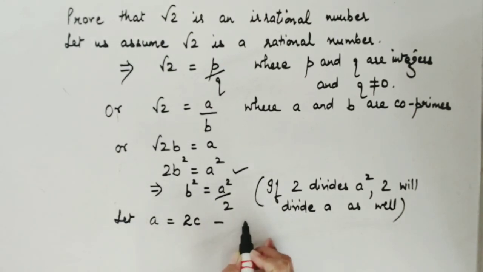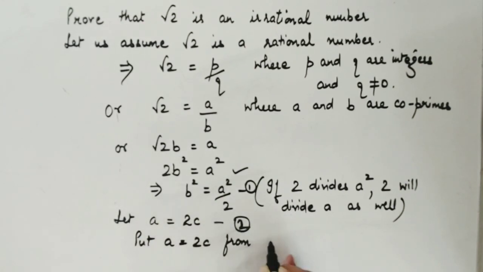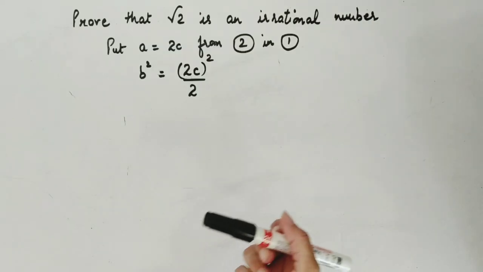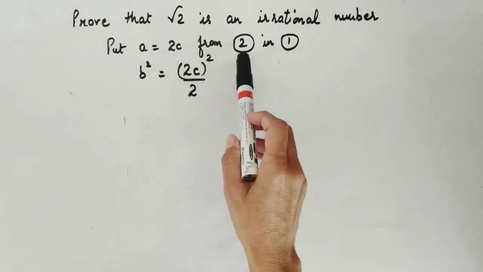Now put this value from equation 1 in this equation. Let me make it equation 2. Let this be equation 1. Put a equals to 2c from 2 in 1. So a equals to 2c, put this value from 2 in 1.